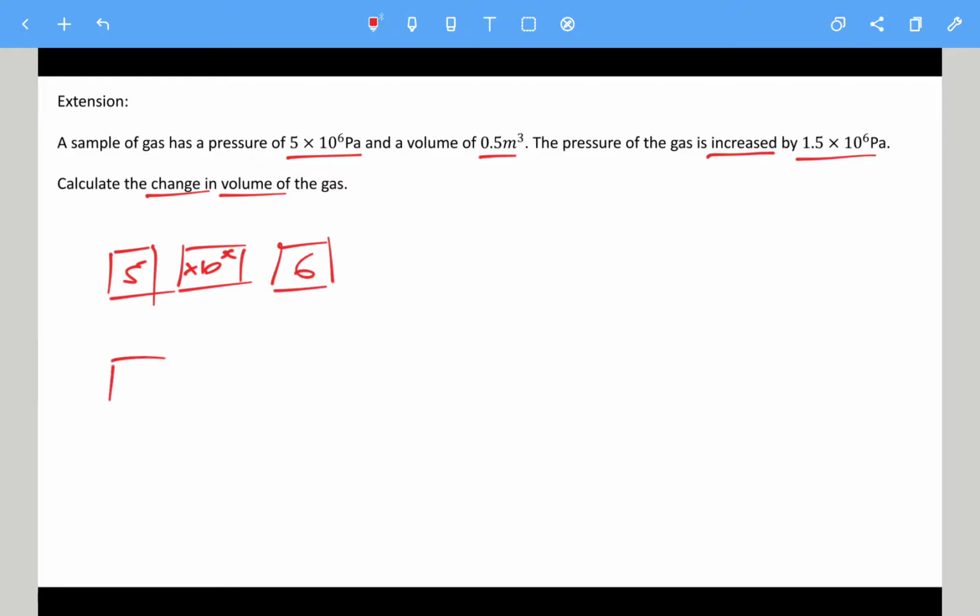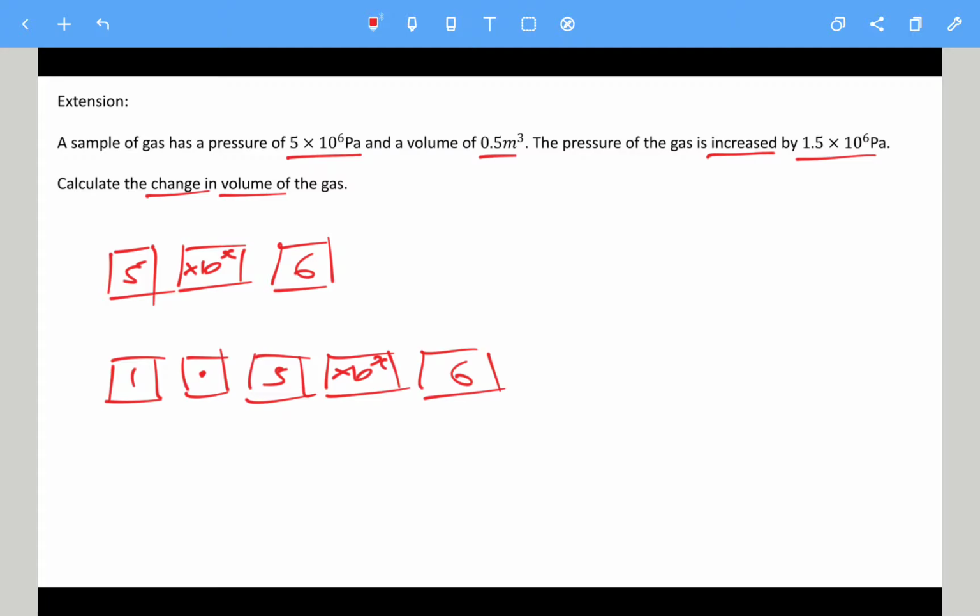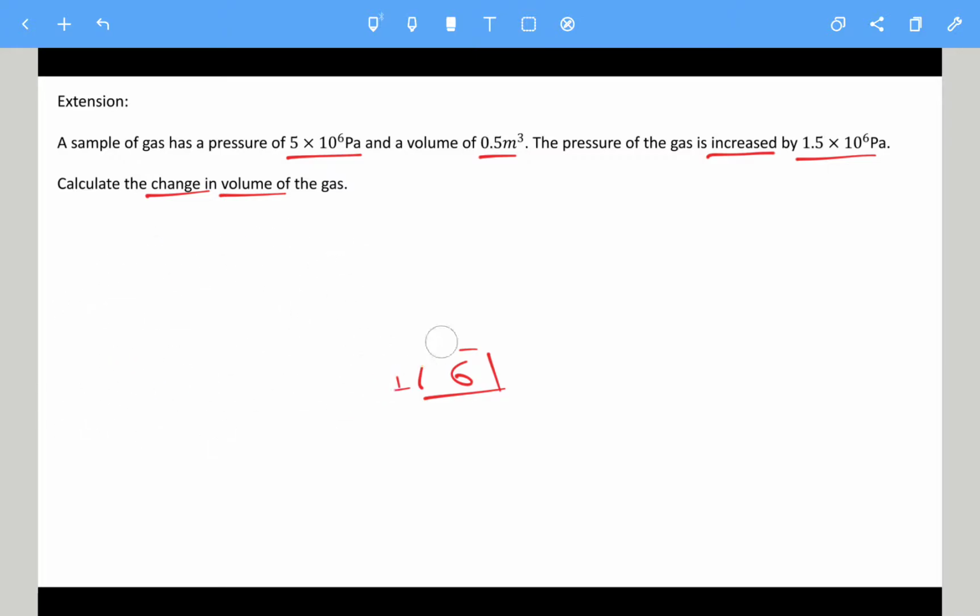And if you're doing 1.5 times 10 to the 6, it'd be 1. Press the point button. Then 5. And then times 10 to the power of 6. Okay, so if you weren't sure how to put them in your calculator, that's how you do it. So I'm just going to rub them off, and let's have a look at the question. Apologies if you already knew that.